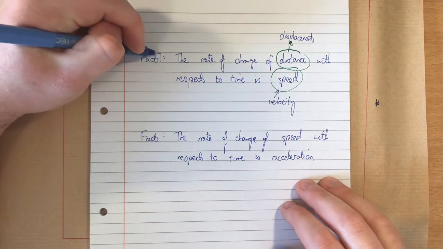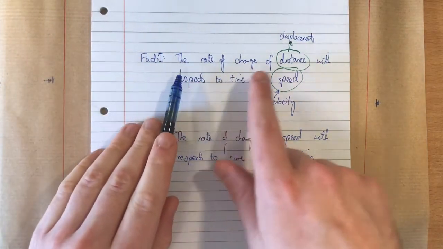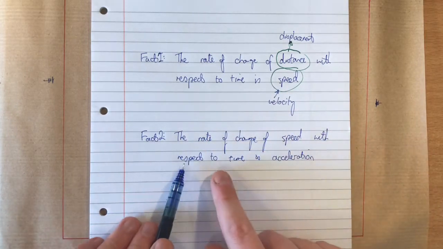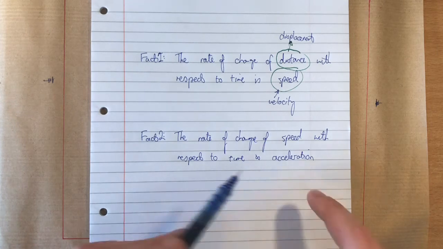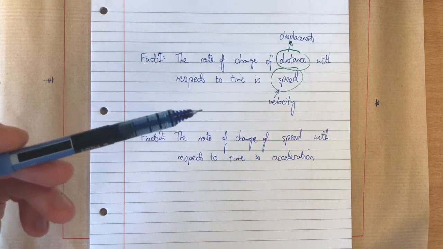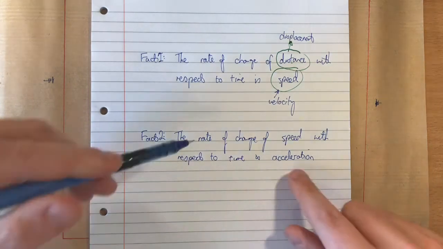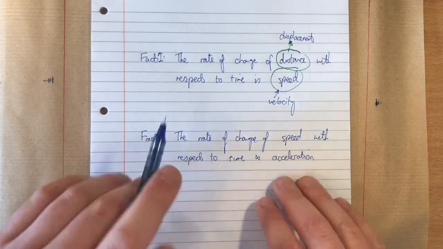So we're going to call this fact 1 and fact 2. Fact 1 is the rate of change of distance with respect to time is speed. Fact 2 is the rate of change of speed with respect to time is acceleration. You can think about that as: my distance changes, and for every unit of time that it changes, that is my speed. And how quickly my speed is changing, well, that's just acceleration. So these facts should kind of make sense to you. But realistically, you're fine if you just remember them.